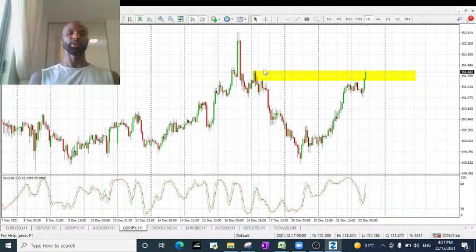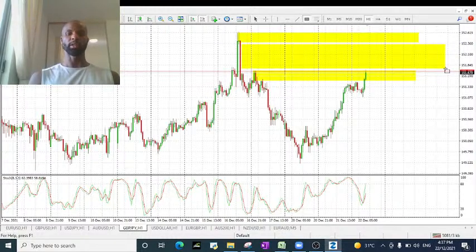And pound yen is pushing. If it breaks this zone, we might have something to work with. Then we might be targeting somewhere here. And this is a clean no man's land.